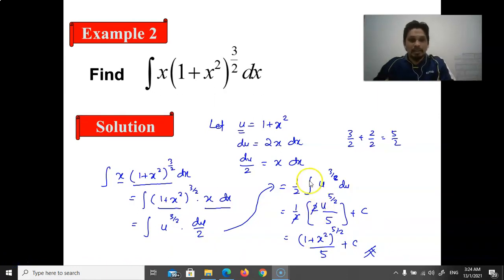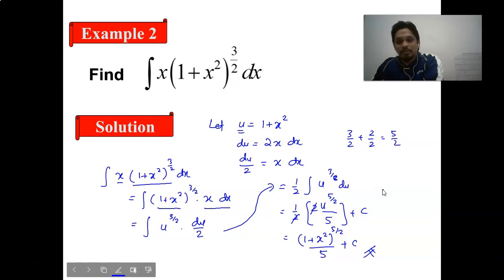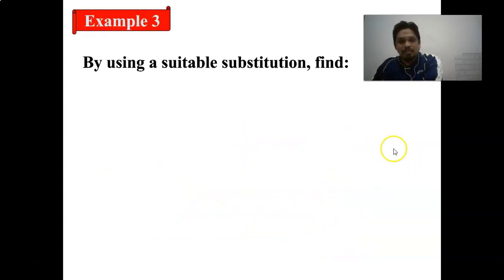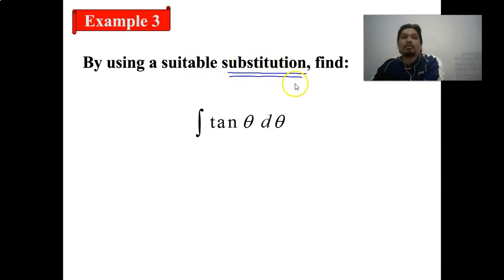Okay, that's it. Example, the solution for this question here now. Next question, by using a suitable substitution. It mentioned here clearly, using a suitable substitution, find the integral of tangent theta d theta.